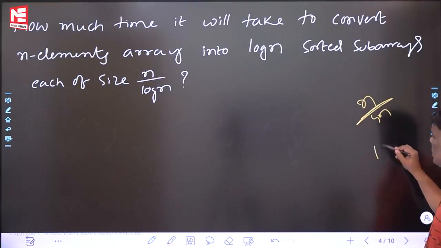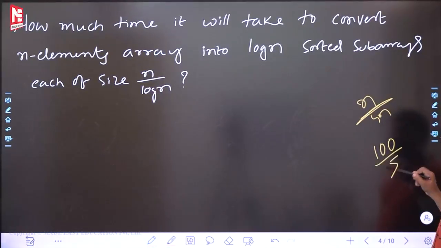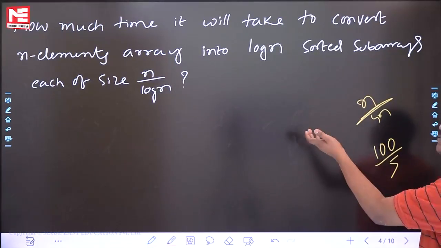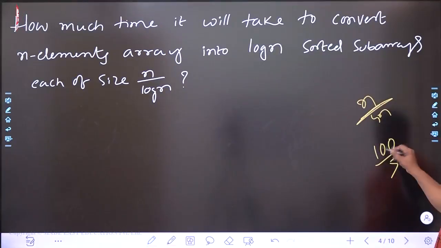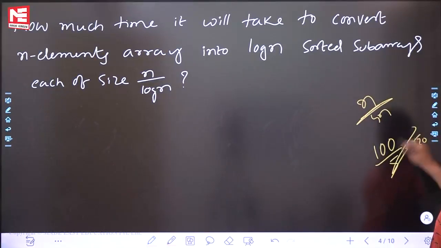Otherwise, let me ask you, you have 100 elements. If you divide 100 elements into 5 groups, 100 by 5, 20. Every group contains 20 elements. So, this n by log n may not be that important because indirectly it has the same meaning. 100 elements are there. If I divide into 5 groups, 100 by 5, 20. One group contains 20 elements. Everyone knows this one.